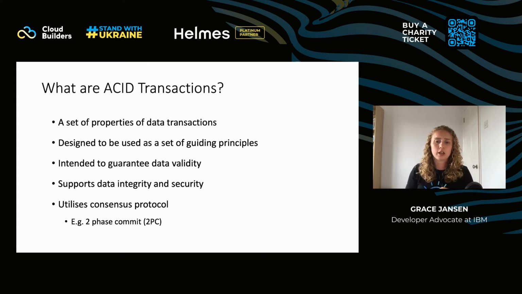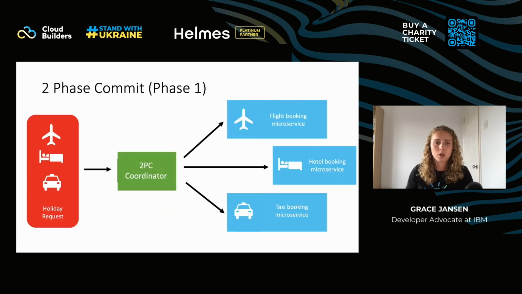So let's take a look at what would happen in a traditional ACID transaction, for example. So we're going to use that package holiday request as our example. And in this, we have our holiday request coming in. We've got the two-phase commit coordinator there. So that's getting the consensus. And then we've got the various different microservices here controlling each of those various resources. The plane ticket, the hotel reservation, and the car hire reservation.